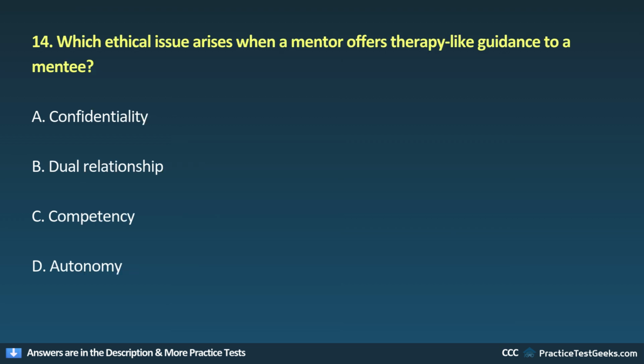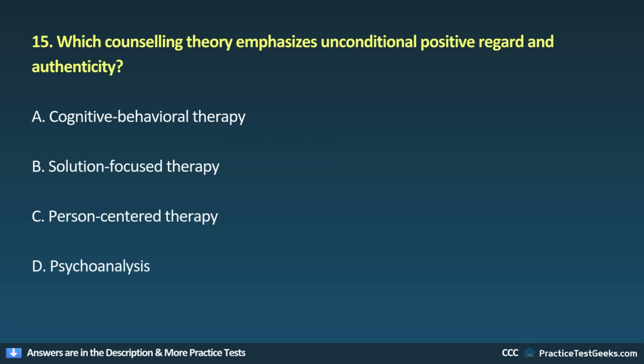14. Which ethical issue arises when a mentor offers therapy-like guidance to a mentee? A. Confidentiality. B. Dual relationship. C. Competency. D. Autonomy.